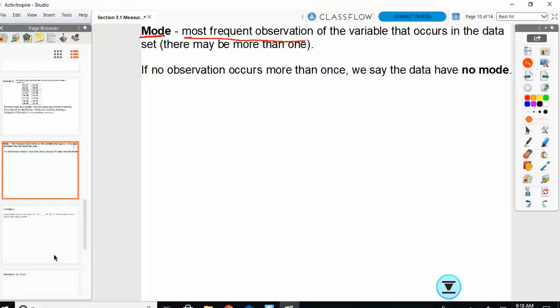Looking at these things, we can find mean, median, and mode by hand. But if we have a large data set, that's really not the best option. We want to be efficient with our time, so we're going to use the calculator a lot when we're doing these things. So I have a set of values, and we are going to enter them on our calculator.